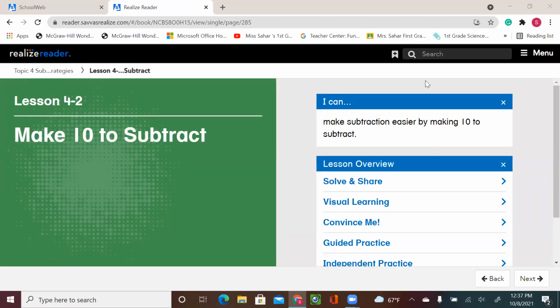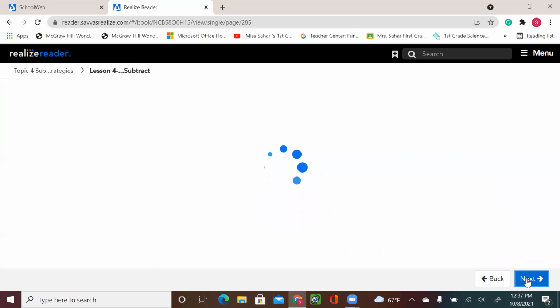Hello, first graders. Welcome to a new math lesson. We are in topic 4, lesson 2, and we're going to learn how to make 10 to subtract. Remember this topic, subtraction facts to 20. In the previous lesson, we learned how to use the open number line or number line to count on or count back. Today, we're going to learn how to make 10 to subtract. So let's start.